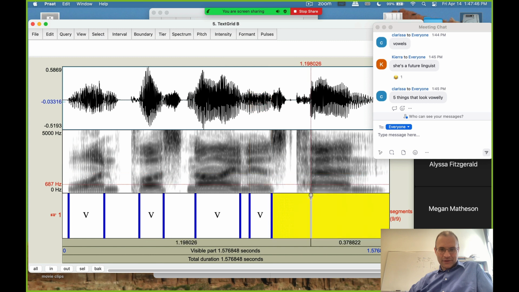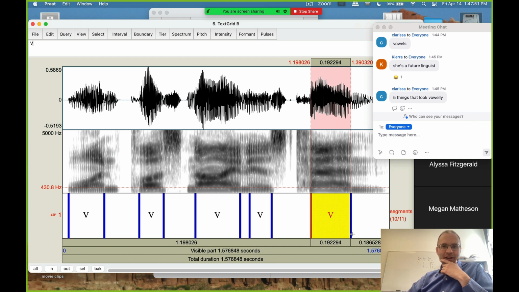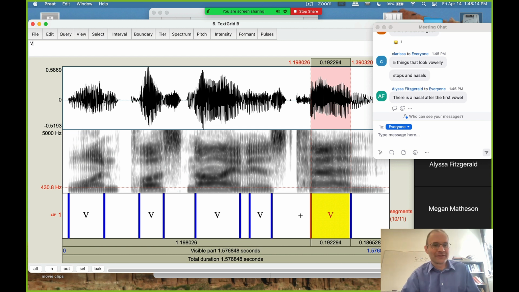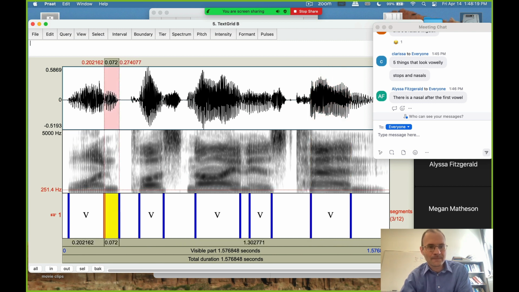But these are kind of vowel sections in here. Do we see anything else? Stops and nasals. Tell me where at least one nasal or stop is. Nasal after the first vowel. There's I think a nasal at the very end. Good call for both of those.